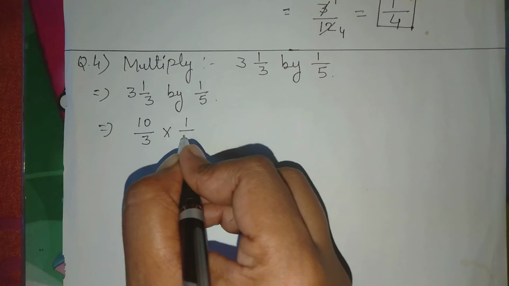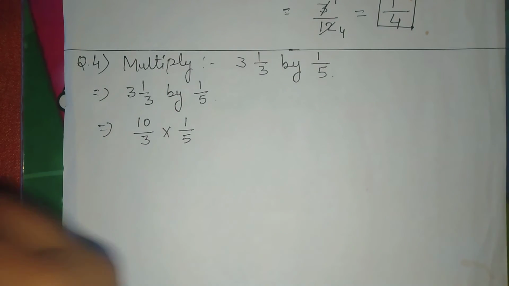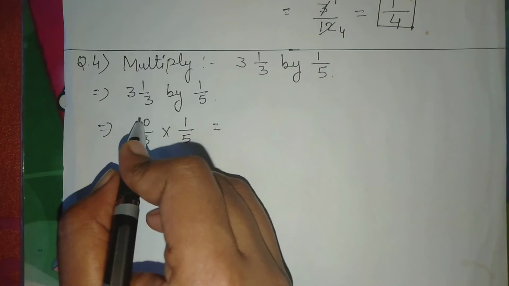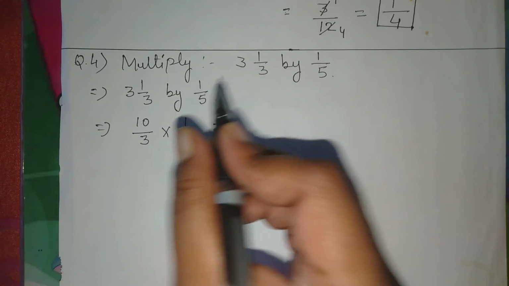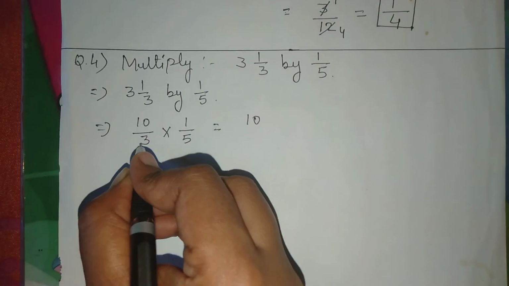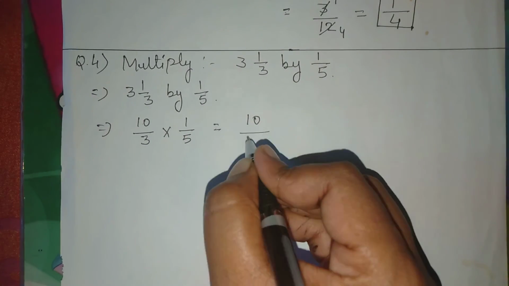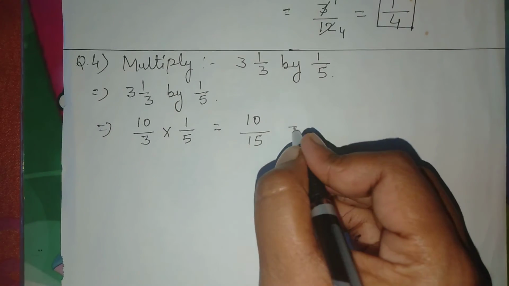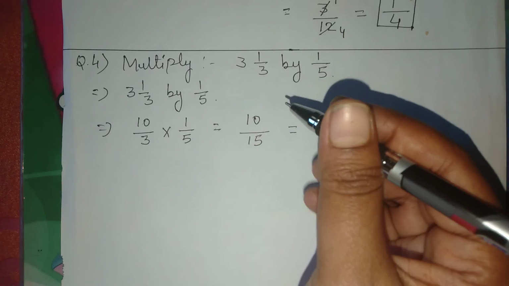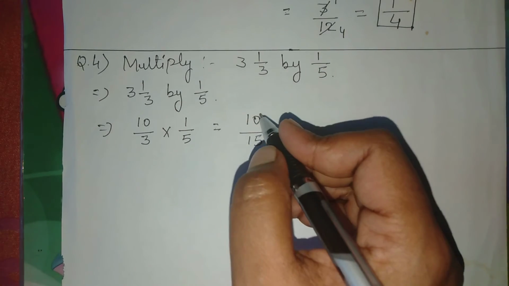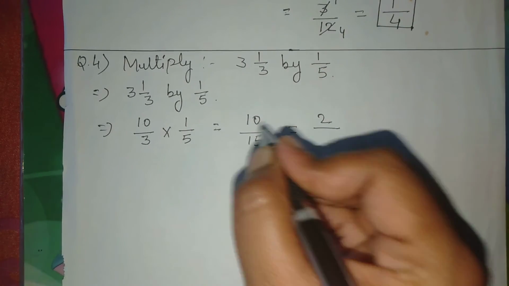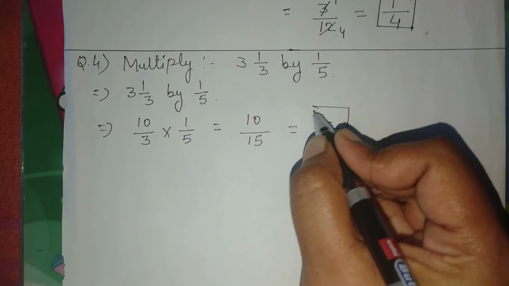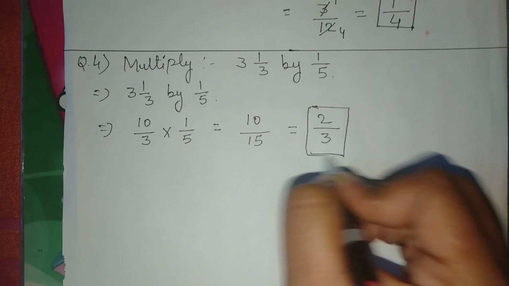into 1 by 5. Okay, then normally what will we do? We will do simple multiplication: 10 into 1, 10 ones are 10, 3 into 5, 3 5s are 15. Okay, now again we will convert it into the lowest form. So if we take the table of 5, we get 5 2s are 10, 5 3s are 15. Your answer is 2 by 3. Got it? Very easy it is.